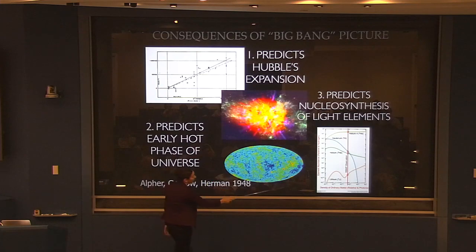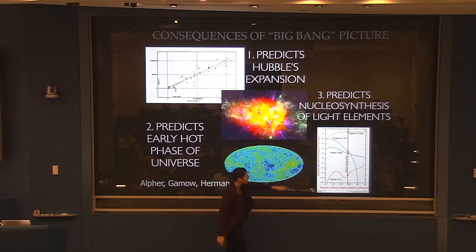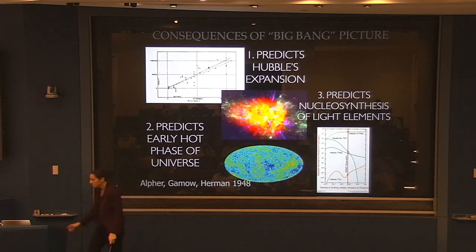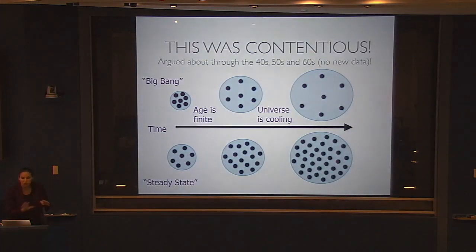And both the prediction of this hot radiation left over from the Big Bang, as well as the prediction of nucleosynthesis, and this is just the density of regular matter relative to hydrogen. This is the curve for lithium, for helium, deuterium, and that's helium-4. And this is the currently measured value from the cosmic microwave background.